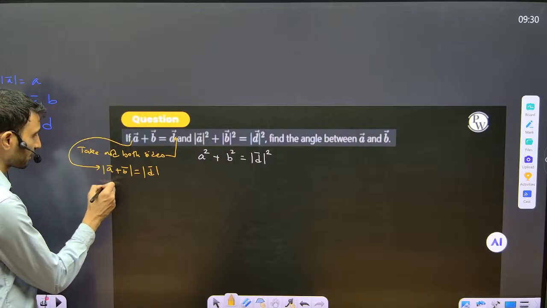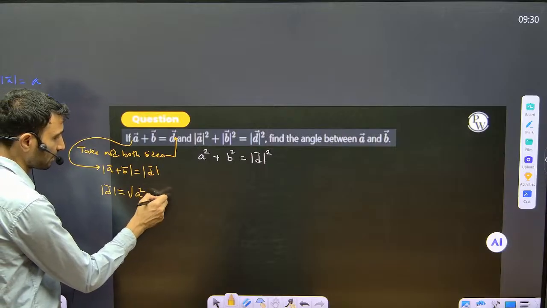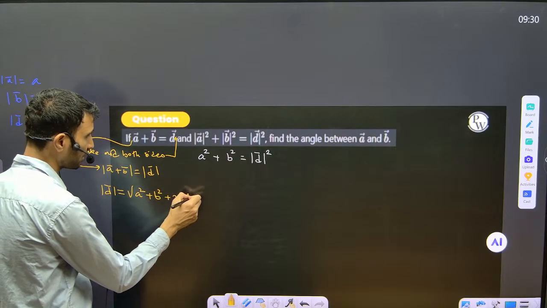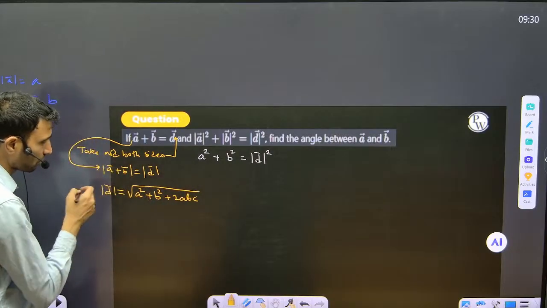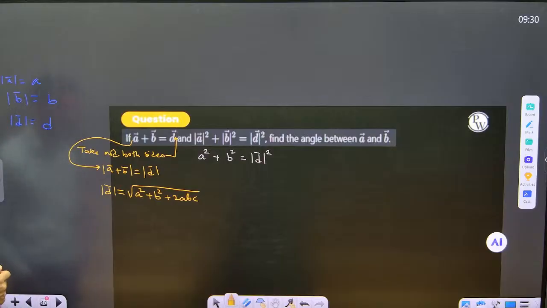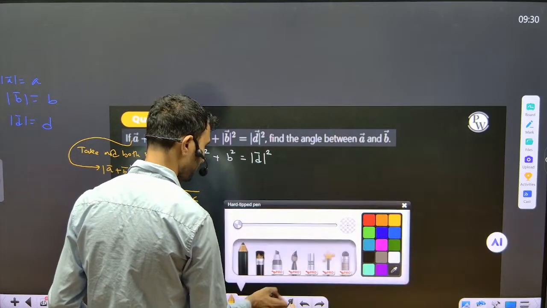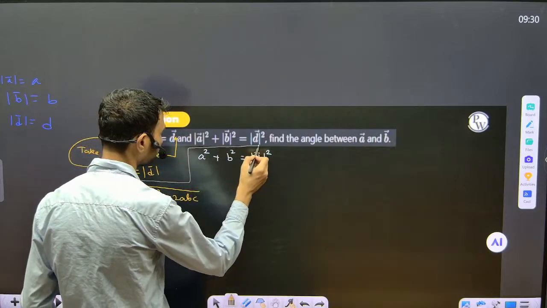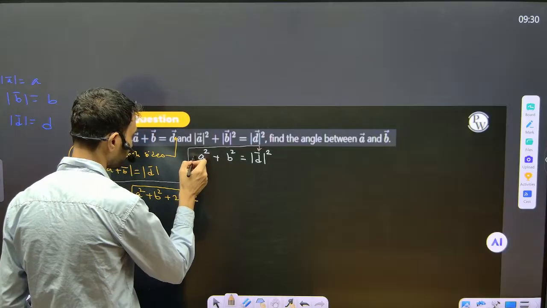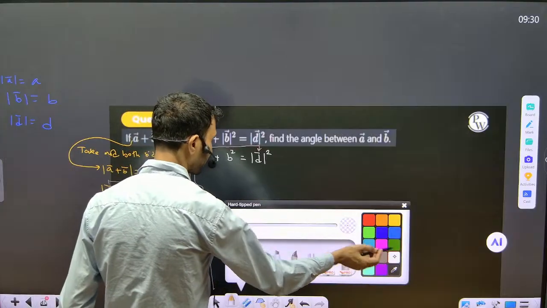So what is mod of D vector coming out to be? Mod of A vector plus B vector, which is nothing but under root of A square plus B square plus 2AB cos theta. That is mod of D vector, right? And that value of mod of D vector you can take and put it here. Once you do that, what do you get?